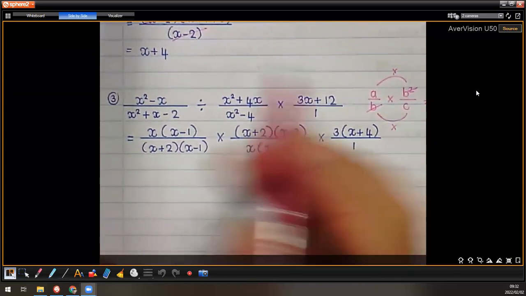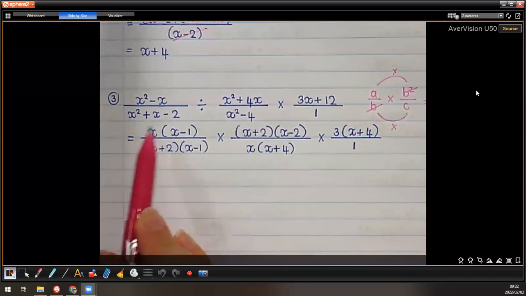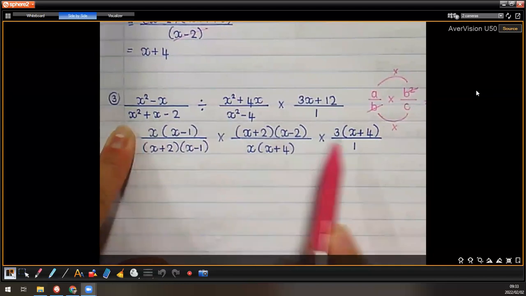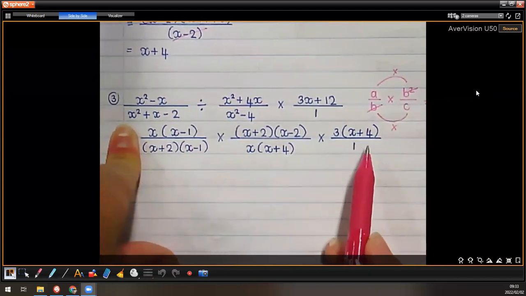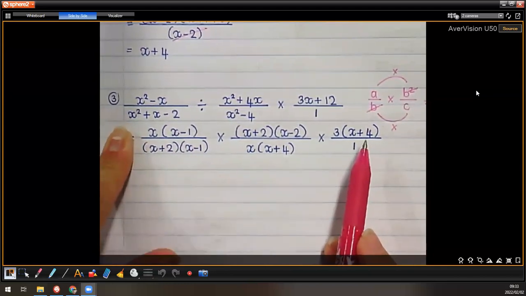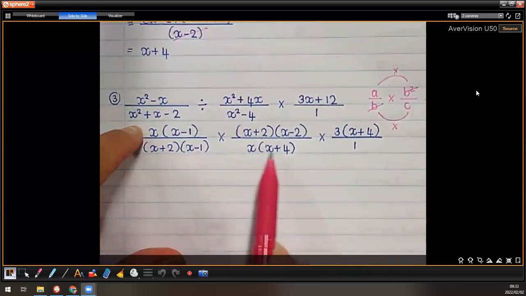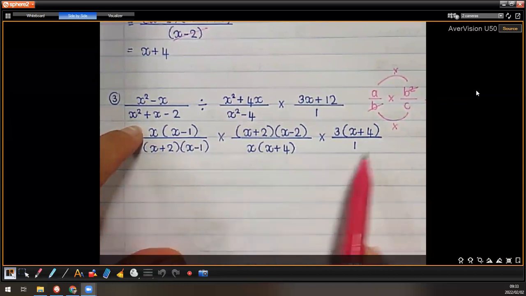So let's start from the very first thing that we have here. We have an x at the top. Now, guys, we have 3 fractions here, but I can cancel something here with something in the third fraction, right? I'm allowed to do that. Yes. So this x at the top, is there an x somewhere at the bottom of any one of my 3 fractions that I can cancel out?